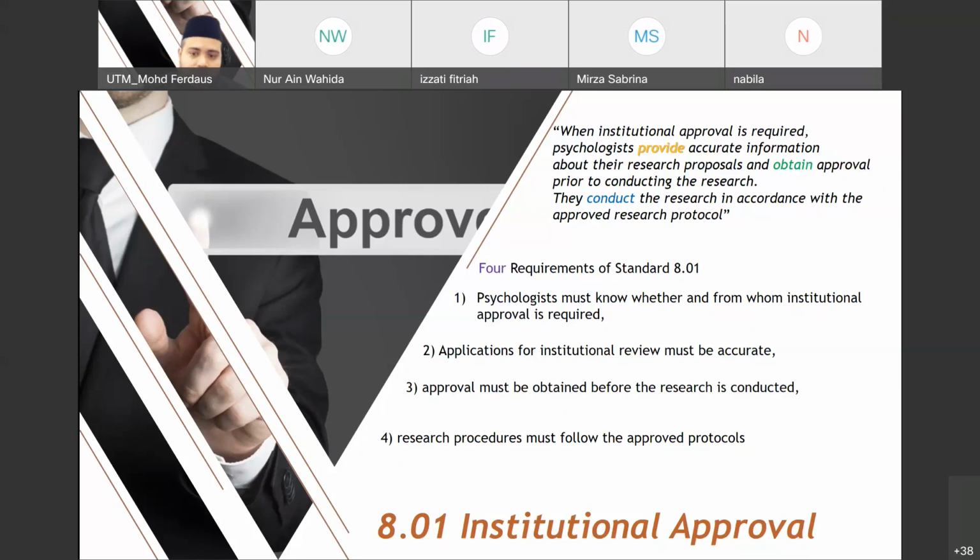Okay, a review board, a committee, Jawatan Kuasa, who look at the ethical aspects, the potential risks and benefits, and all ethical considerations which will be carried out by any particular research. Usually, this board will screen all of the risks and benefits, all of the ethical standards and protocols during the proposal stage, when we apply.